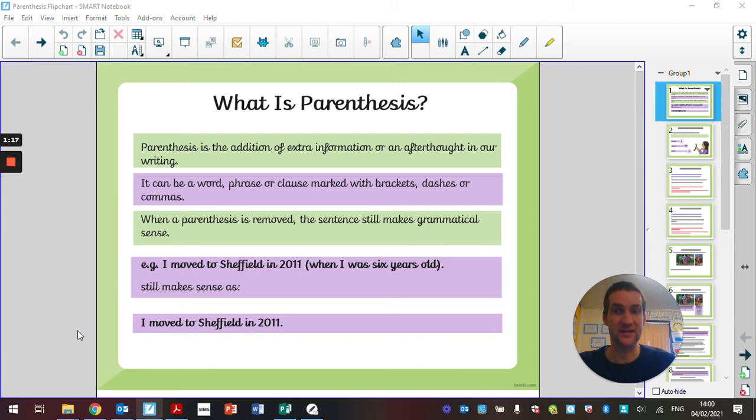So, for example, I moved to Sheffield in 2011. And the parentheses bit in this instance in brackets, when I was 6 years old. It's adding that extra bit of information to inform the reader that when they moved to Sheffield, they were 6 years old. Now, if we took that parentheses out, we would be left with, I moved to Sheffield in 2011. Now, that makes sense on its own.